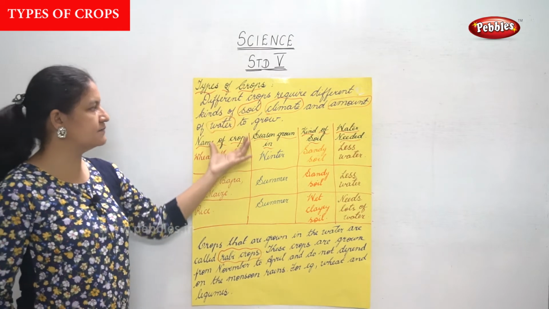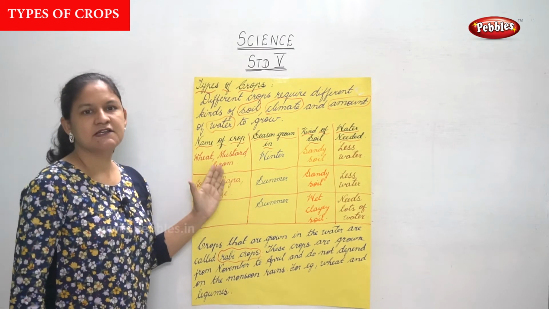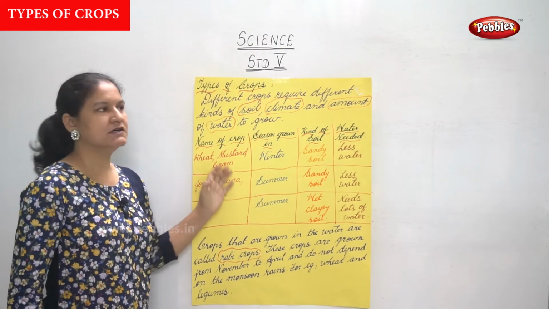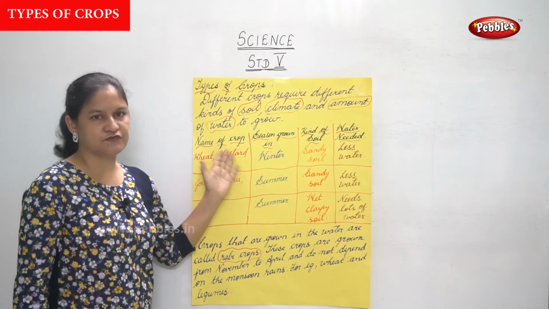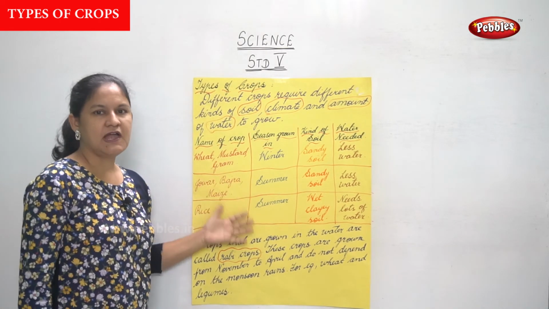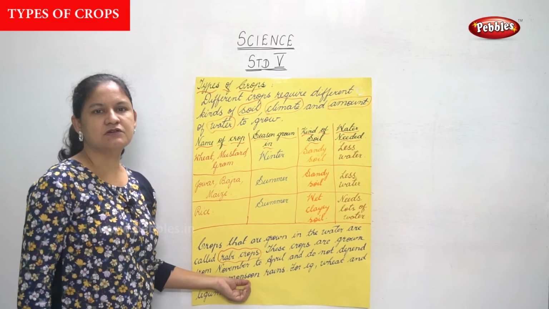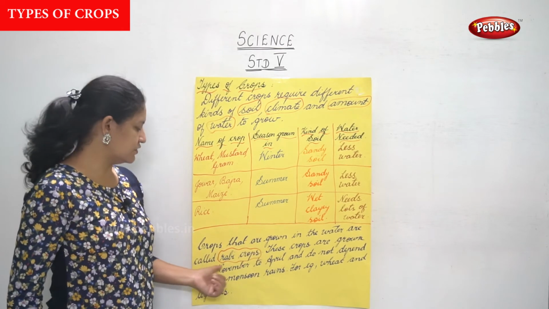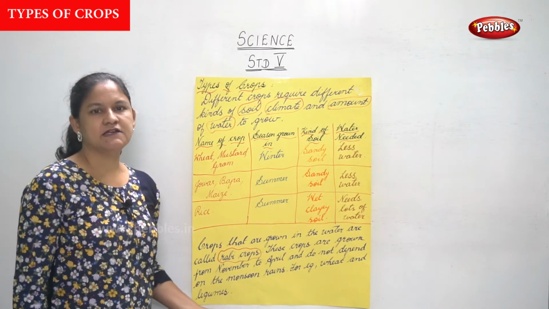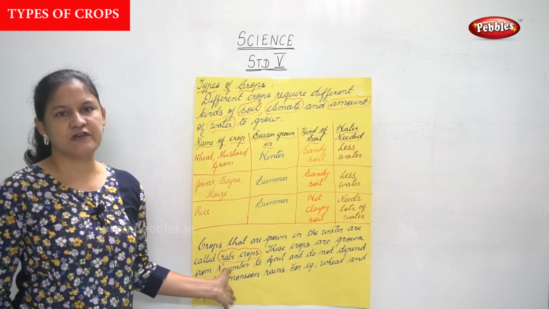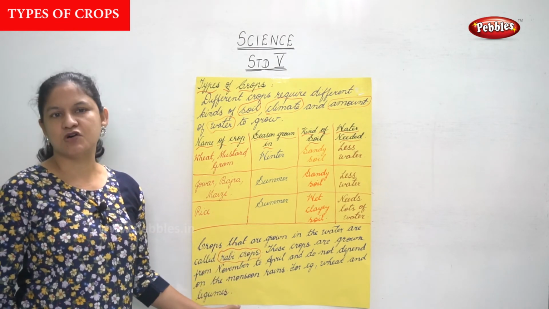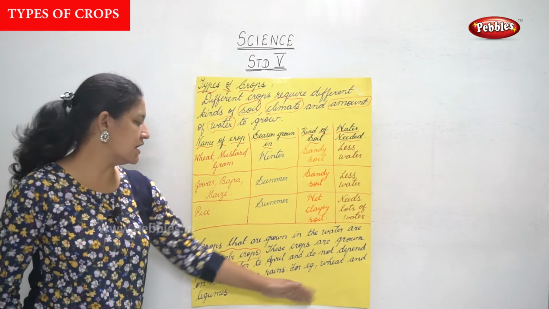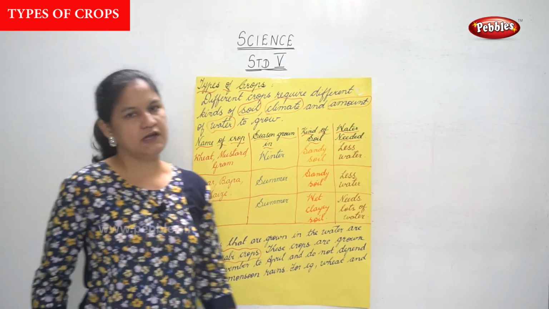So these are the types of crops, and we've seen that different crops require different kinds of soil, climate and amount of water to grow. And then we saw the Rabi crops, which are grown from the month of November to April, and they do not depend on the monsoon rains. Examples are wheat and legumes.